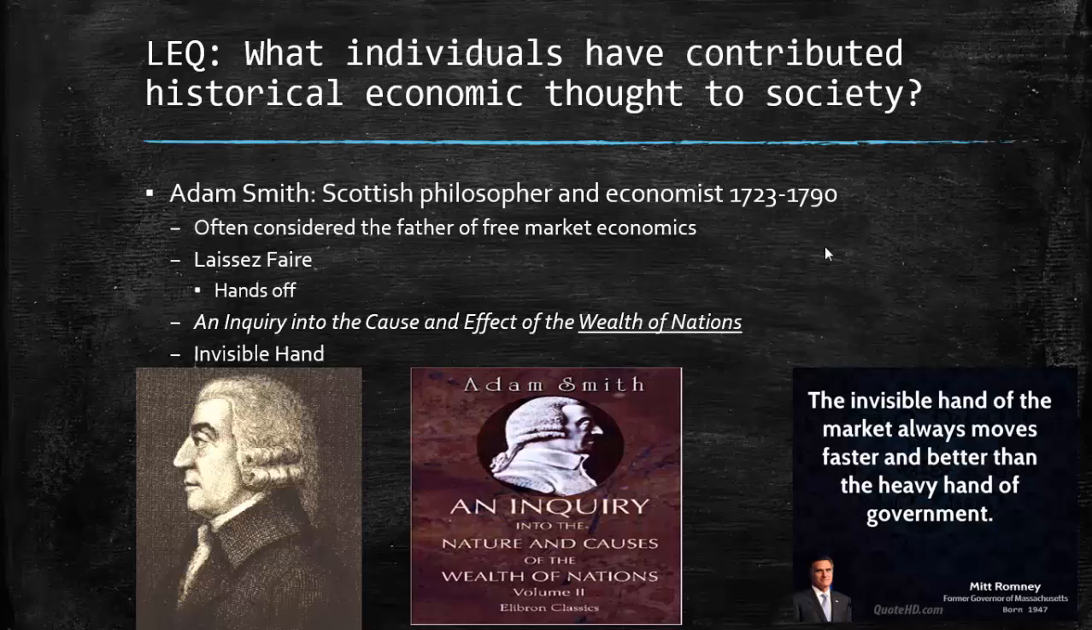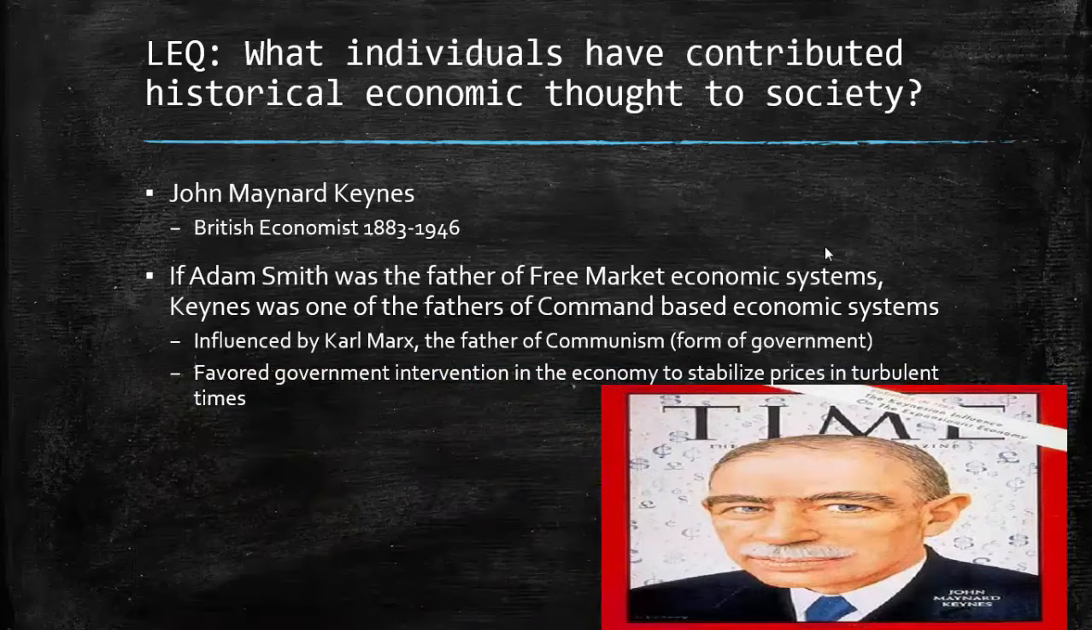So this is Adam Smith. He's probably the single most important economist of our time. Now, his rival, if you will, they were not born at the same time, is John Maynard Keynes. He is from the 19th and early 20th century, all right? So I want you to think of them as almost opposites, but not entirely. If Adam Smith was the father of free market economics, Keynes was one of the fathers of command-based economic systems.